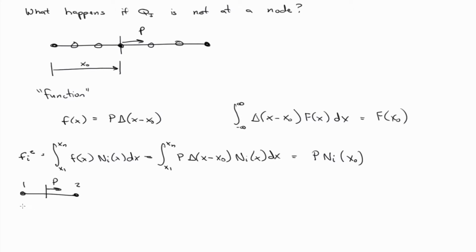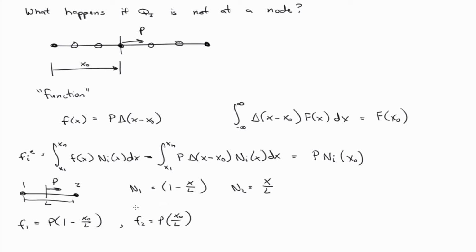Well, we know the shape functions for that. The shape functions here are N1 equals 1 minus x over L, if this has length L, and N2 equals x over L. So then F1 is equal to P times (1 minus x0 over L), and F2 is equal to P times x0 over L.